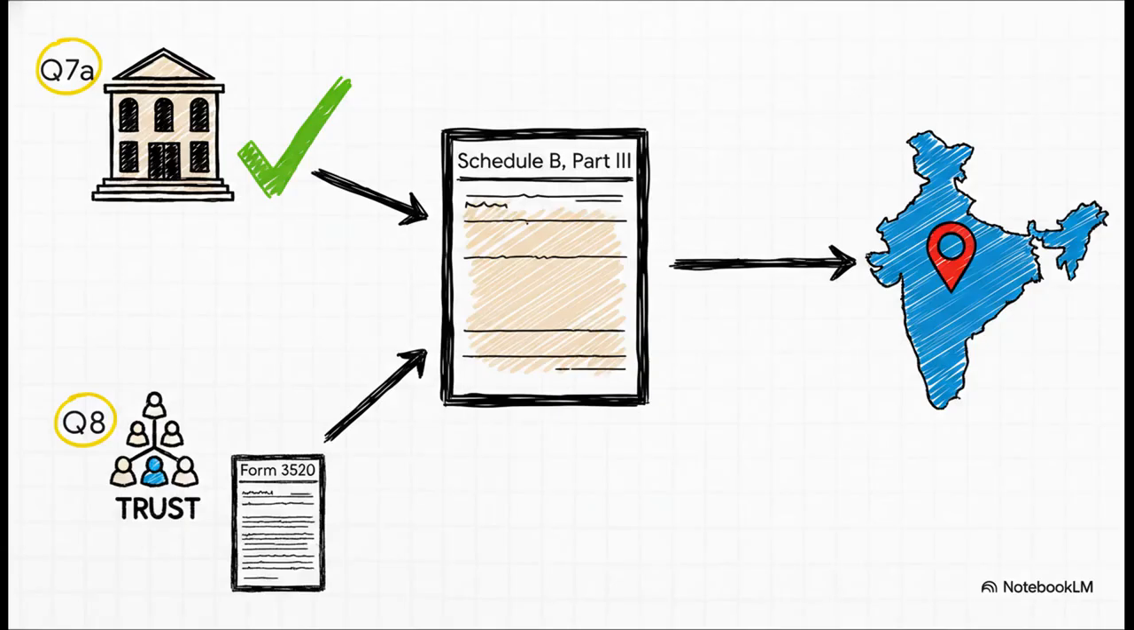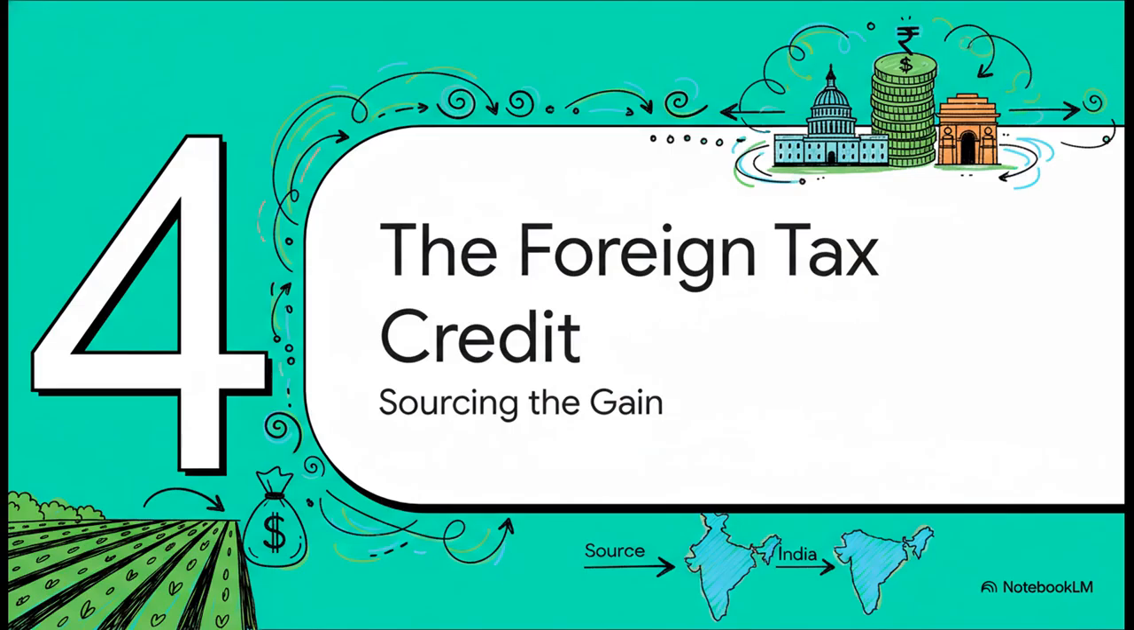Let's look closer at Schedule B, Part 3, because it's basically the gateway to all your international reporting. Answering these questions correctly is so important. That yes to question 7A, which you'll have to check once the sale proceeds are deposited, is the trigger. And from there, it can lead to other forms, like the FBAR or even Form 3520 if a trust is involved.